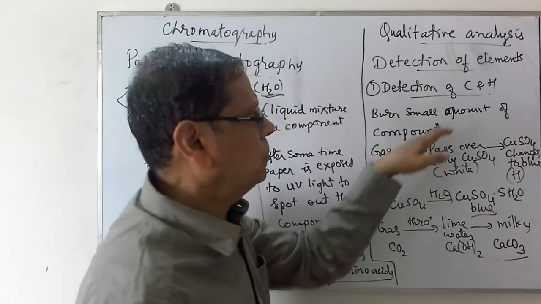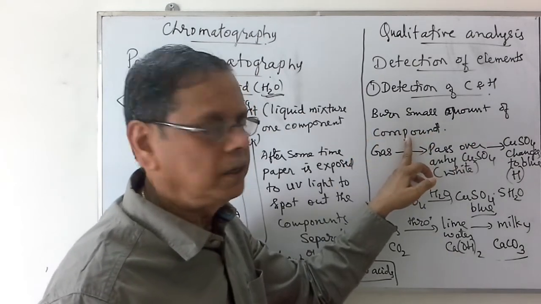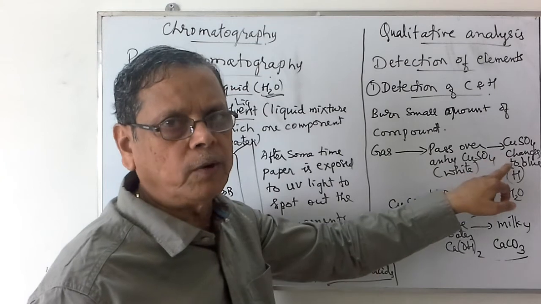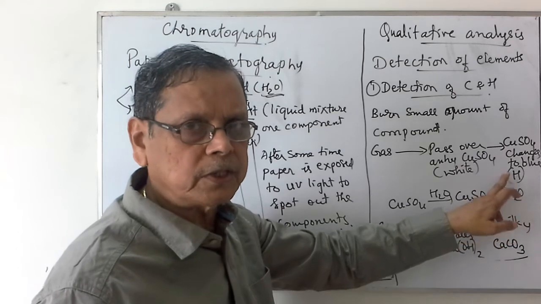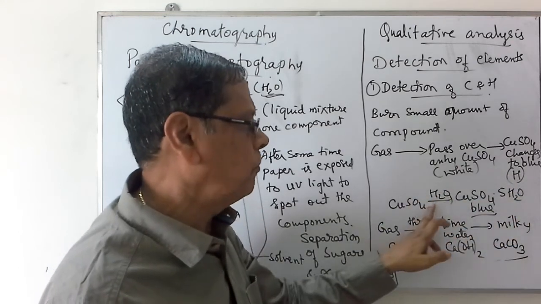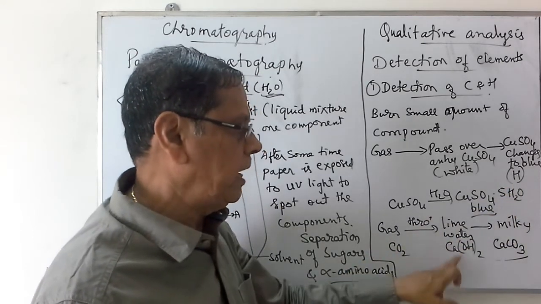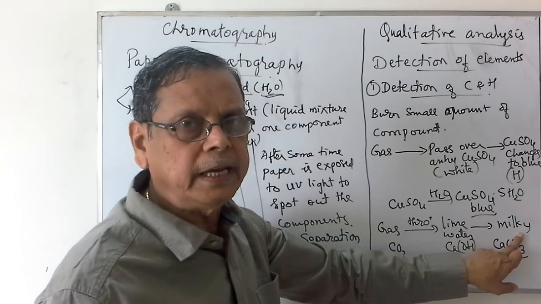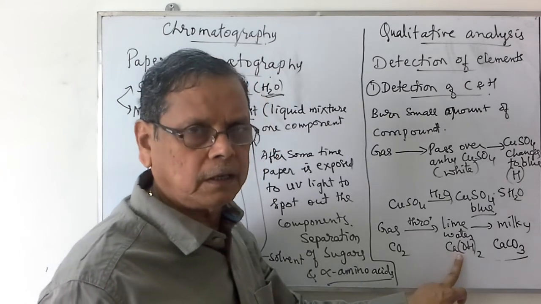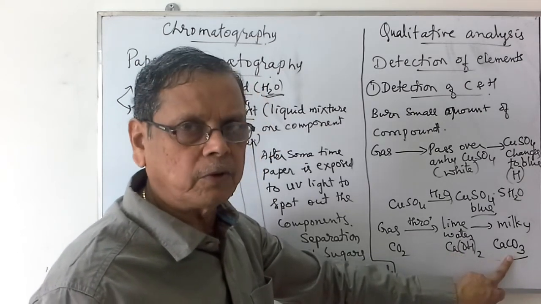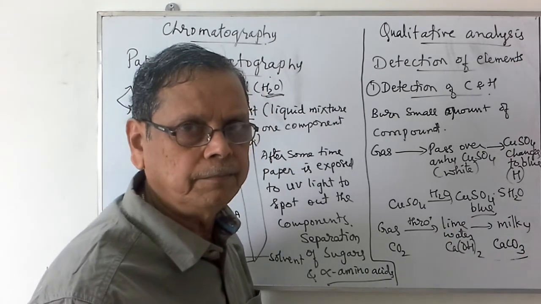So this is a simple test to detect the carbon and hydrogen. First you burn a small amount of the organic compound, pass the gases over the anhydrous copper sulfate, it changes to blue colored CuSO4·5H2O, indicating the presence of water and indicating the presence of hydrogen. When it is passed through the lime water it becomes milky because carbon dioxide present in the gas reacts with calcium hydroxide to give rise to calcium carbonate. Because of the turbidity that is produced, the solution appears as a milky solution.